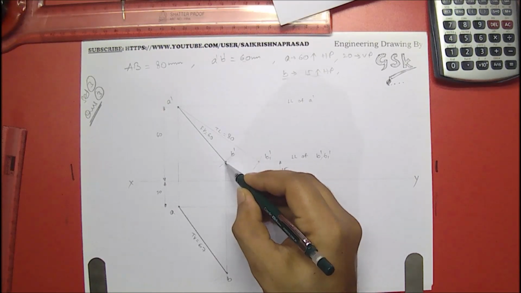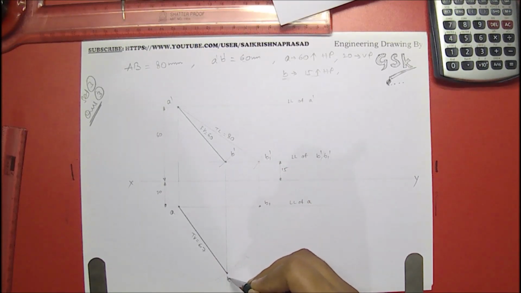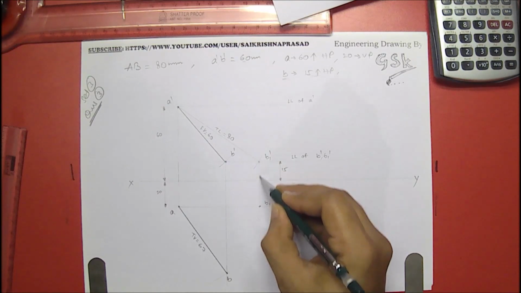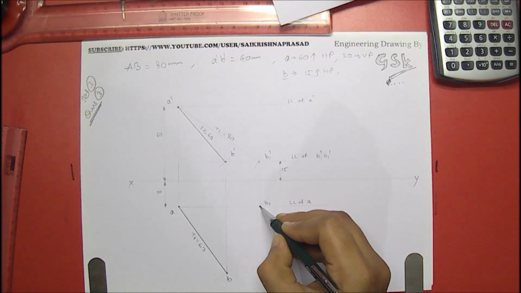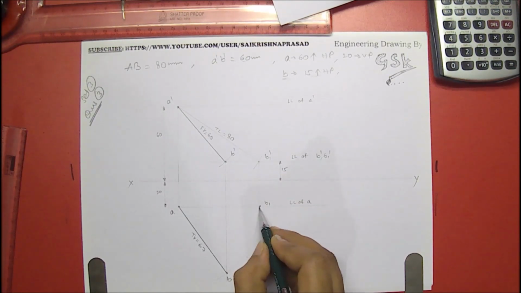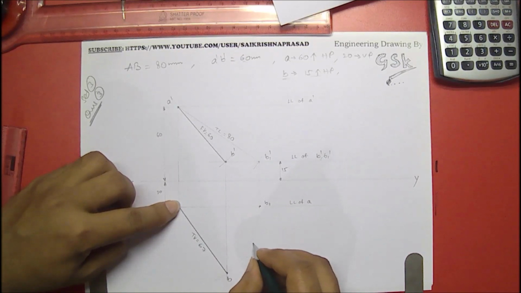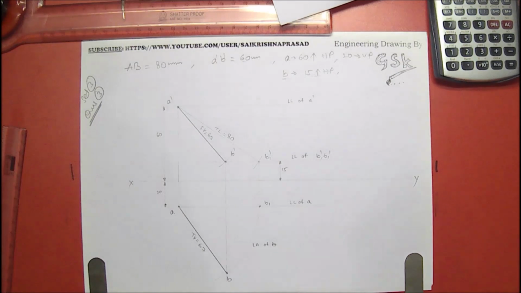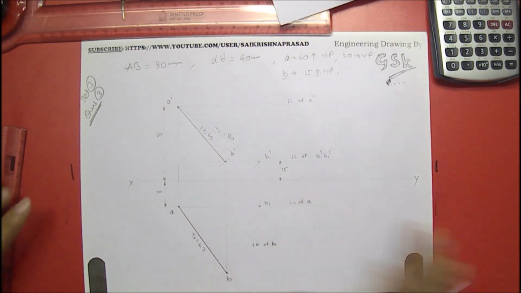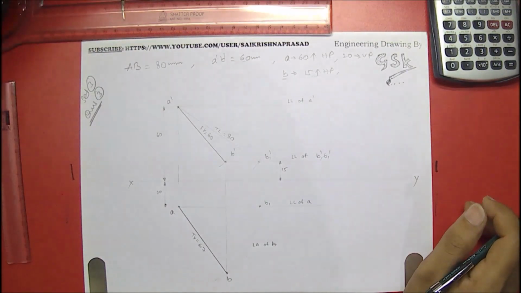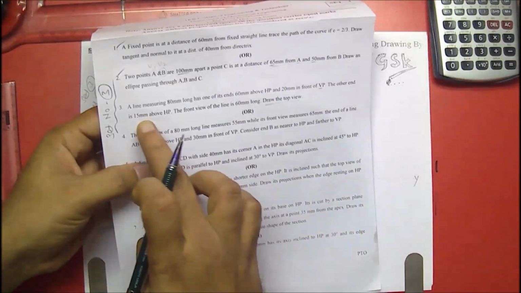This is B dash. Down to that only we will be getting B. So from here draw the line, projector line. From here taken locus arc. This is locus arc of B, right? So in this way we have finished our problem. I hope everyone understands how to draw this type of line problem, projections of line.